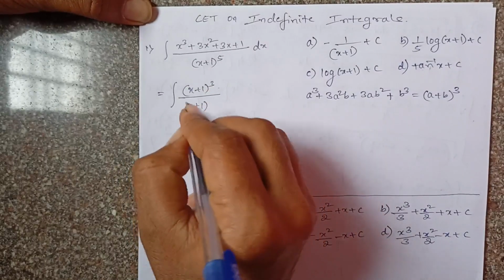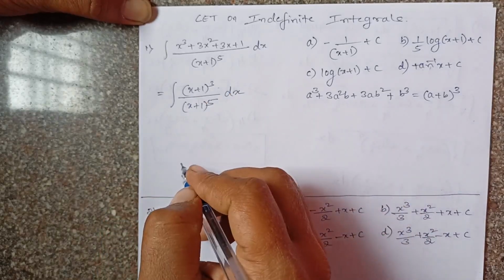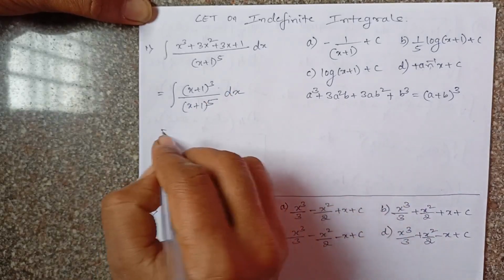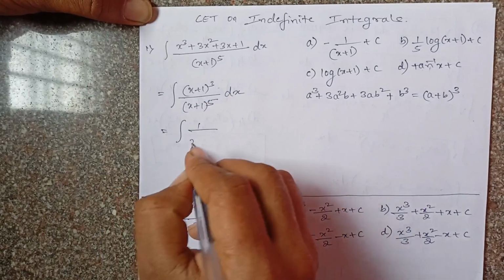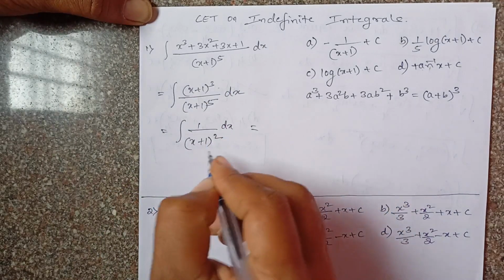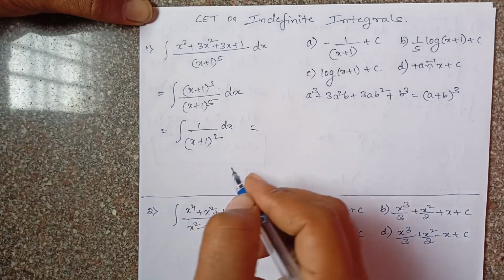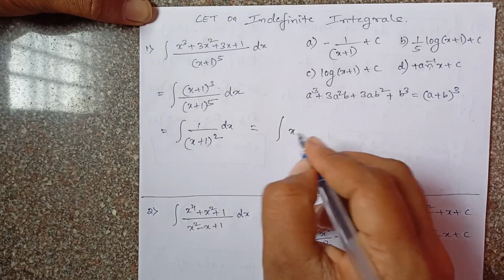Denominator is (x plus 1) raised to 5. This will be as it is. 3 times (x plus 1) gets cancelled out. Now we are left with 1 by (x plus 1) raised to 2 into dx. Now we can write its integral very easily. Those who don't know, let us continue.